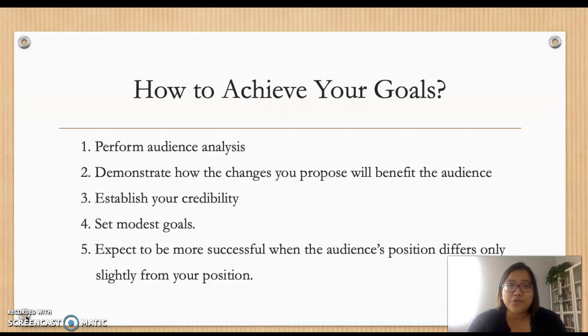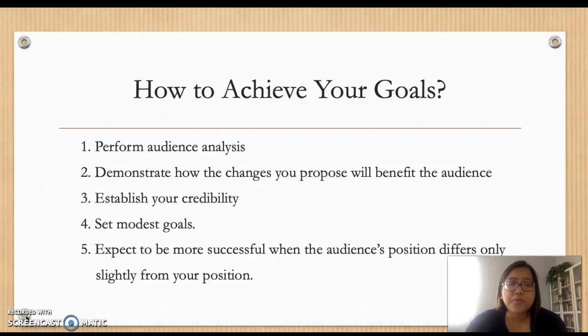And then also, I want you to set modest goals. The reason why setting modest goals is important for your persuasive speech is that if your audience's position is directly opposite of your own position, it's going to be harder for you to convince them. So when you're trying to make changes, make sure that you're asking them to do small changes and not a big change that's going to significantly impact their life. So setting modest goals is definitely important.